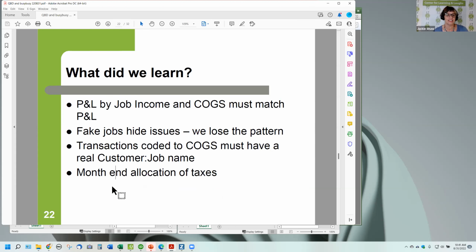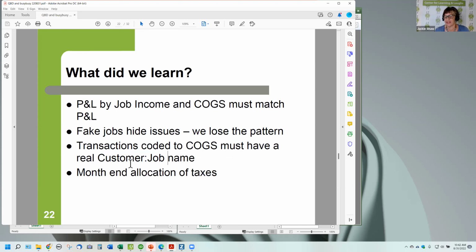Okay. So this is what we just went through. The P&L by job, income and COGS must exactly match the P&L, because then you know only job costs are listed in job income. Fake jobs, we'll lose the pattern. We won't be able to find errors as easily, so you shouldn't use them. You can use them in BusyBusy, and the BusyBusy system makes them go away. Transactions that are coded to COGS must have a real job. I keep saying it, right? It's like I say the same thing three different ways because it's so important.